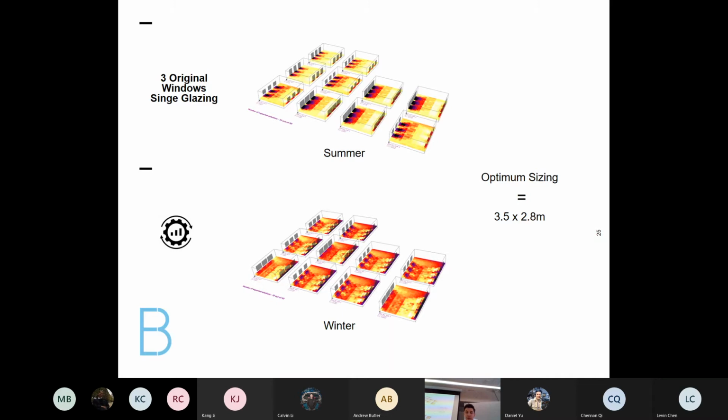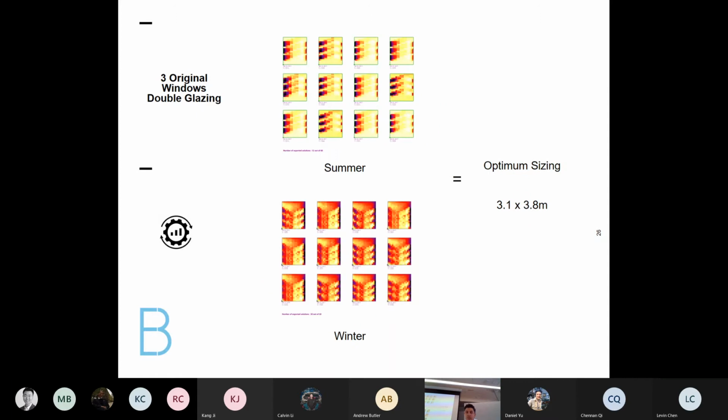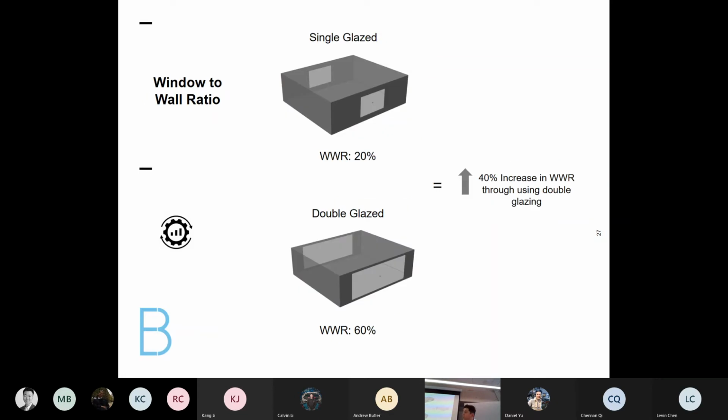The optimum sizing for that I found was about 3.5 by 2.8. And then for setup in double glazing, it was 3.1 by 3.8. So a marginal increase. In terms of just testing one singular wall, I saw that there was one singular window. I was able to just test the window to wall ratio specifically.